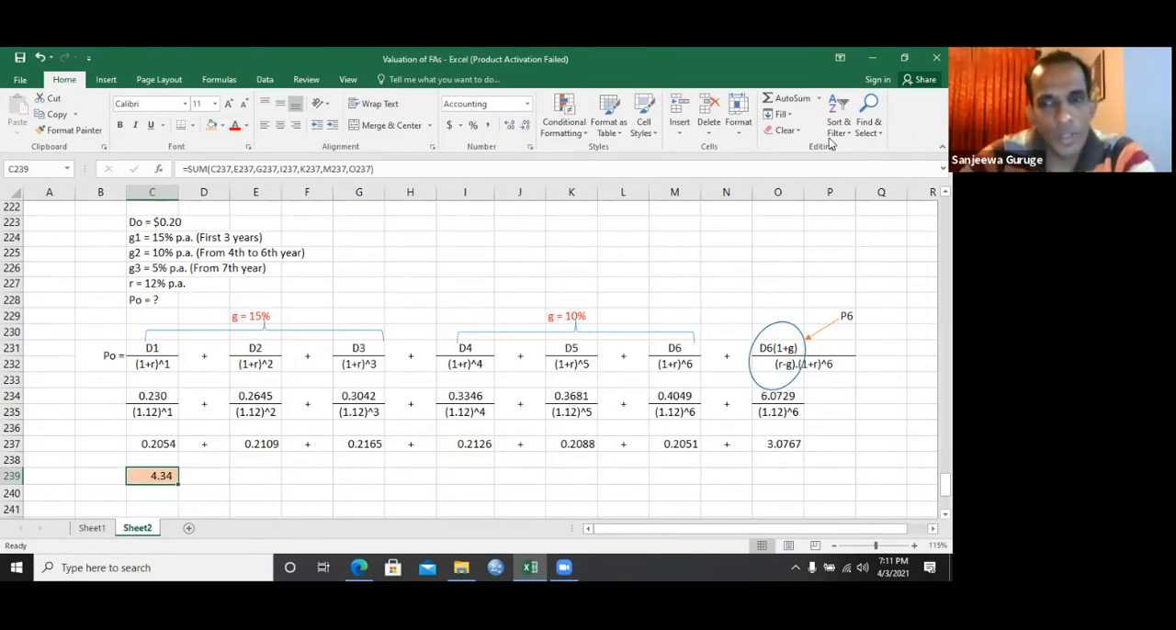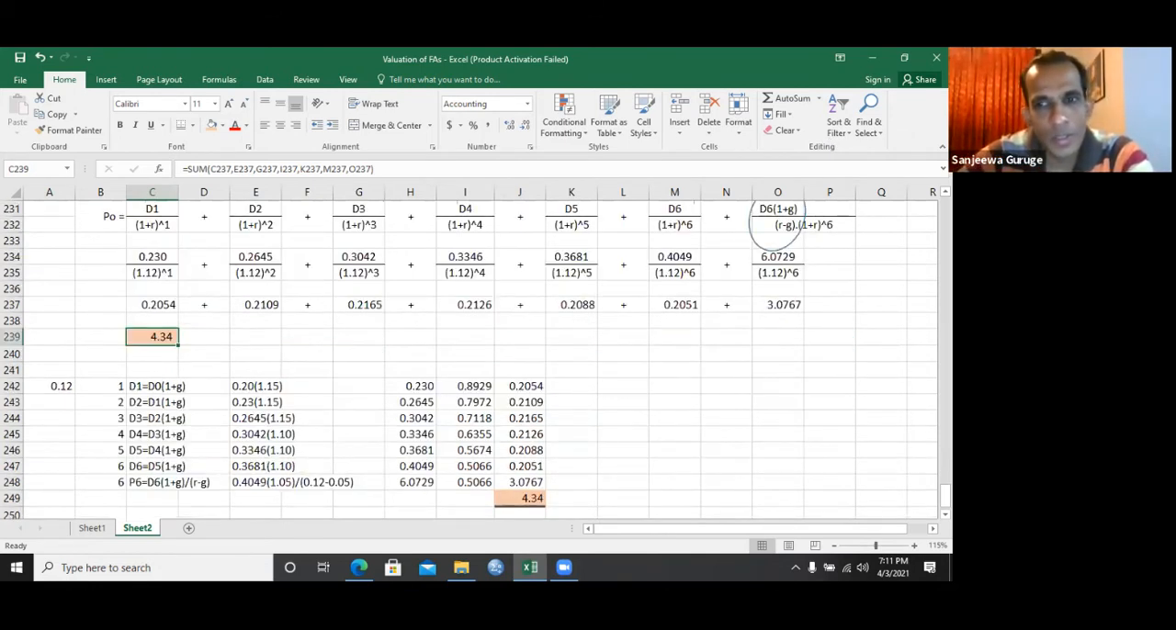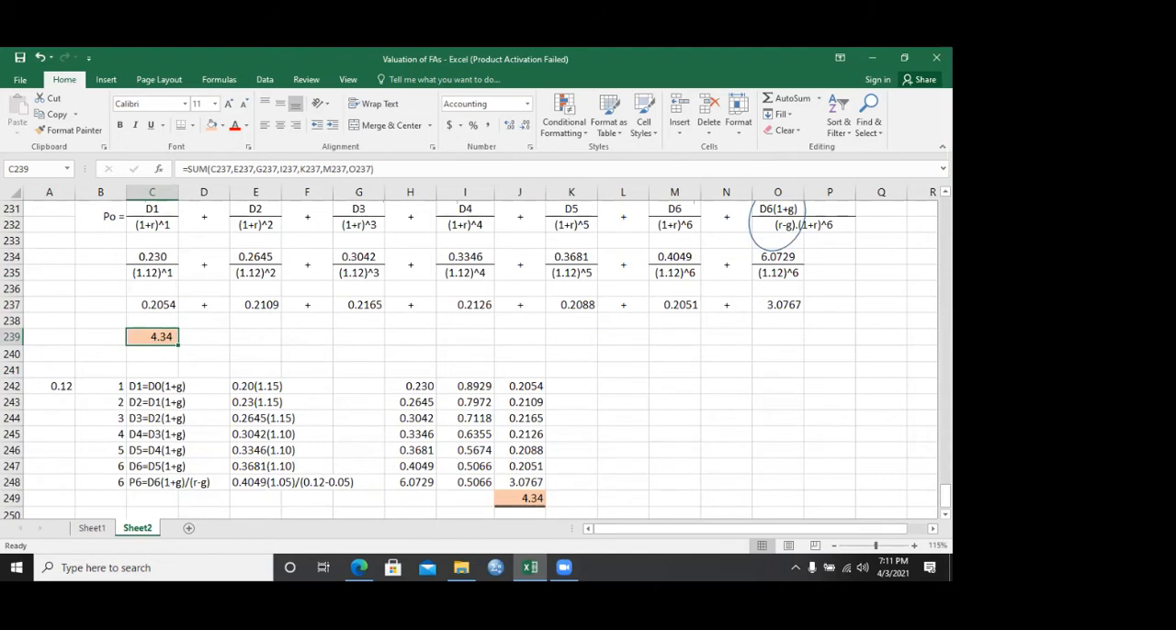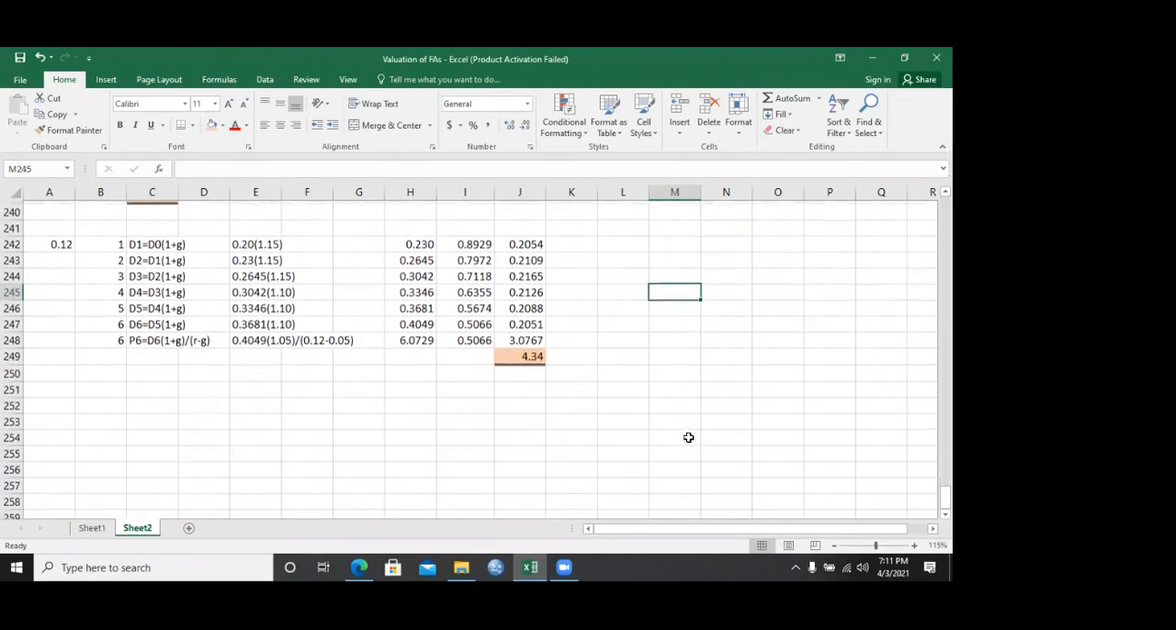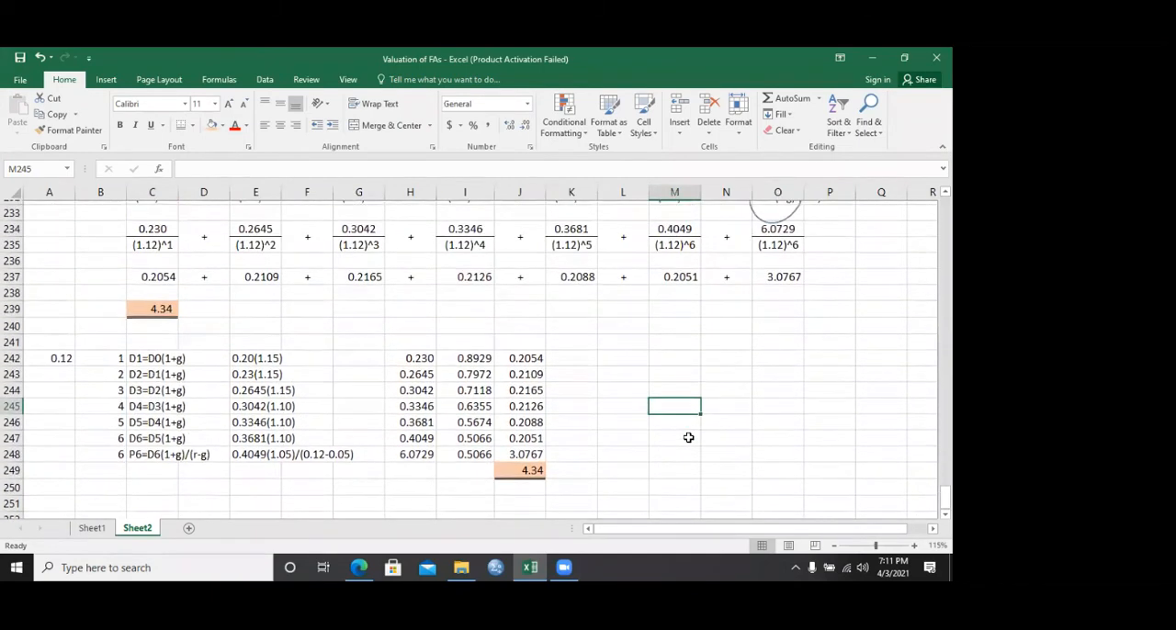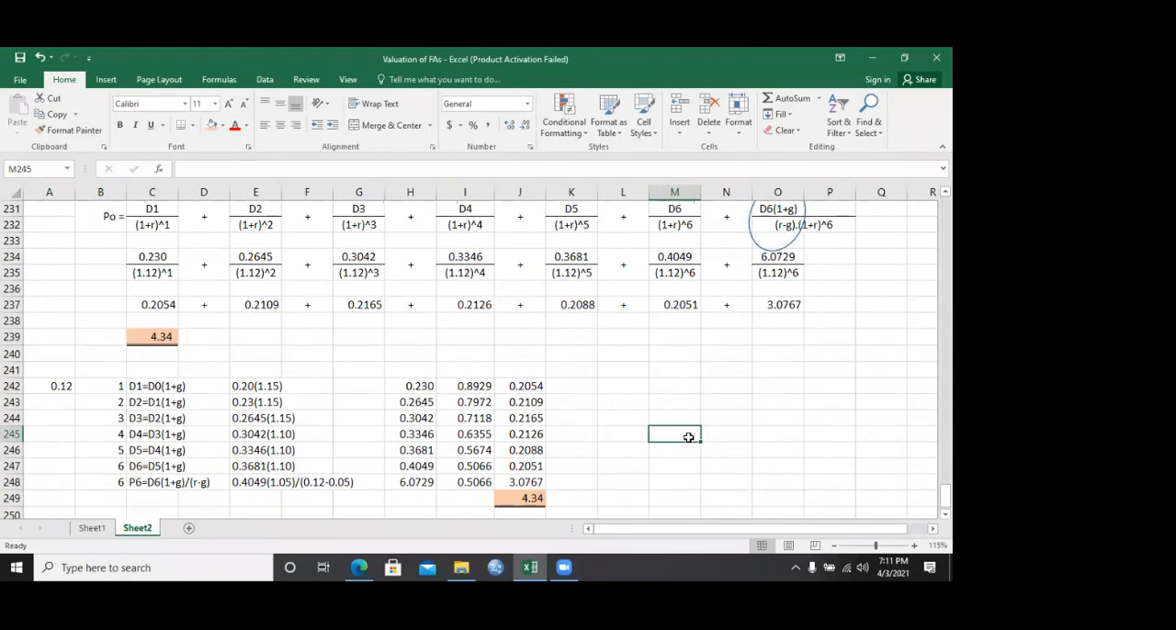Any other view? It won't change. Exactly, it won't change, because holding the share is our choice. Since you have discounted the cash flows for P0, it will not change.